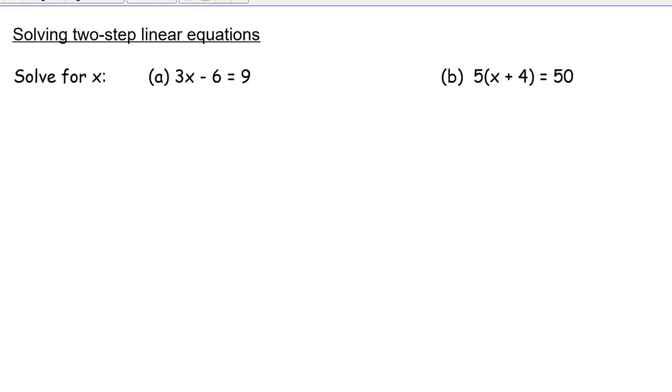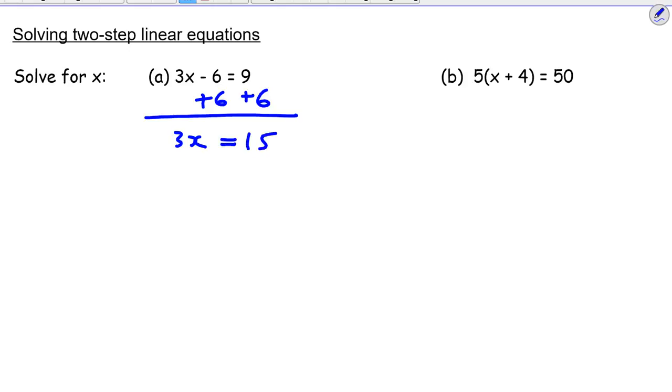Now, in this section, you're looking at solving two-step linear equations. For example, 3x minus 6 is equal to 9. Now, the opposite of subtracting 6 is adding 6. So we'll add 6 on both sides of the equation. Negative 6 plus 6 is 0. So we just have 3x is equal to 9 plus 6, which is 15.